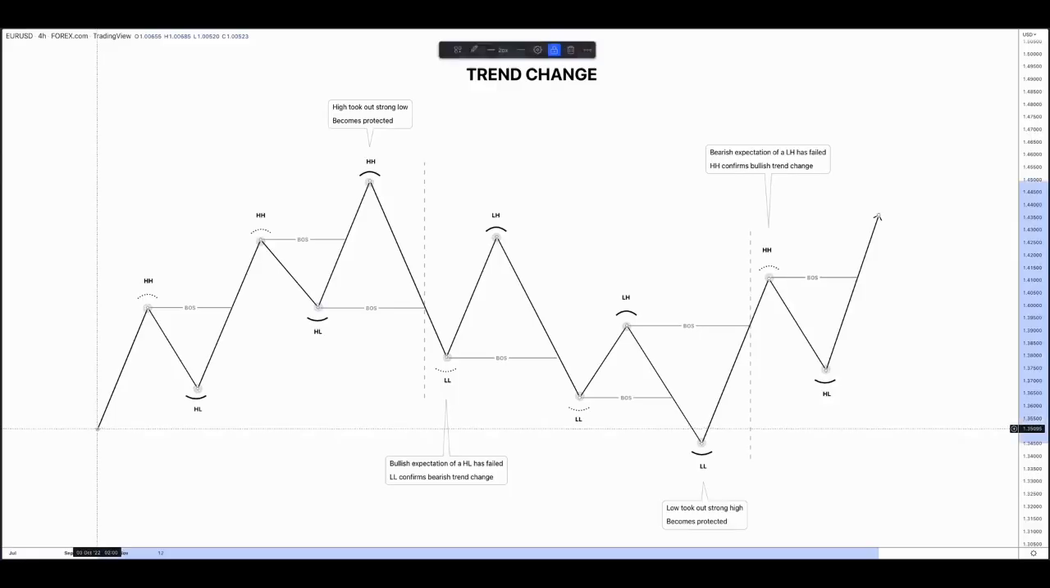So we have a bullish market initially. Why is it bullish? Well, price is making a series of higher highs and higher lows. So we get the higher high, price pulls back.